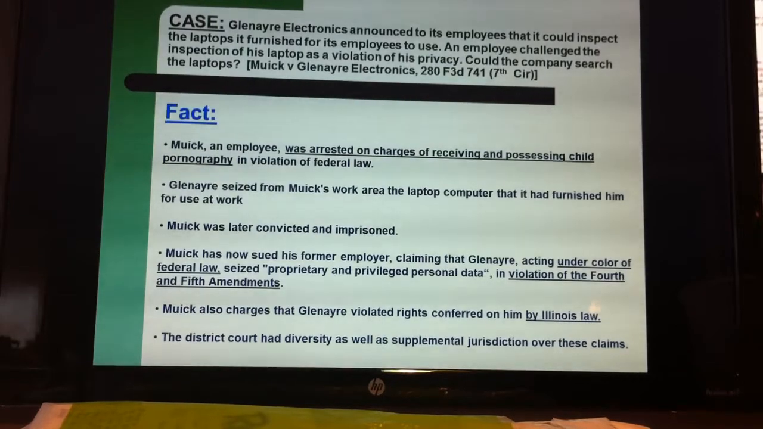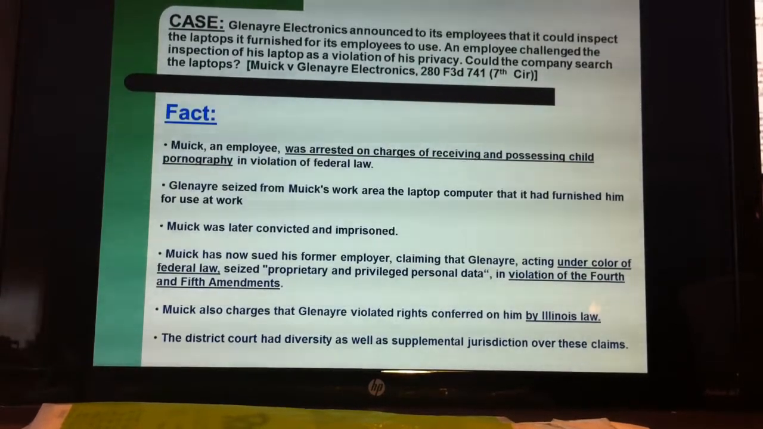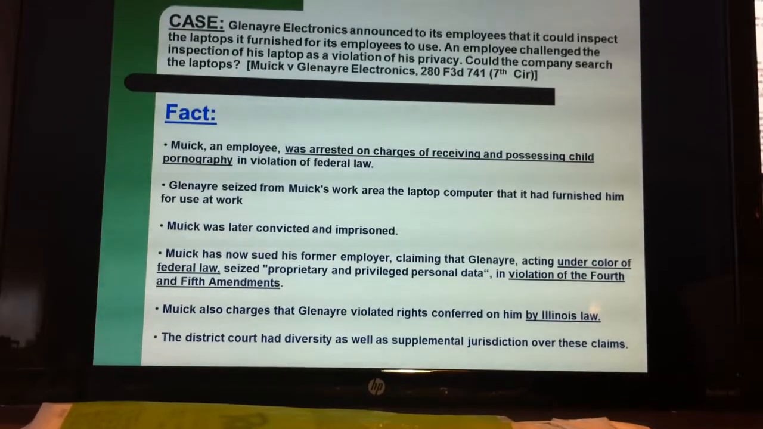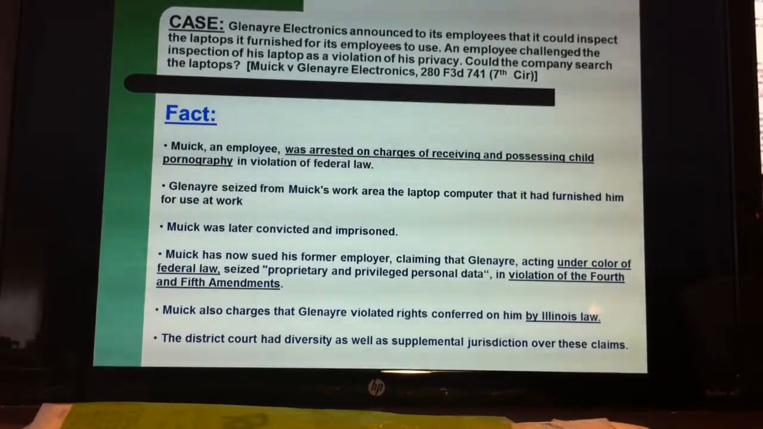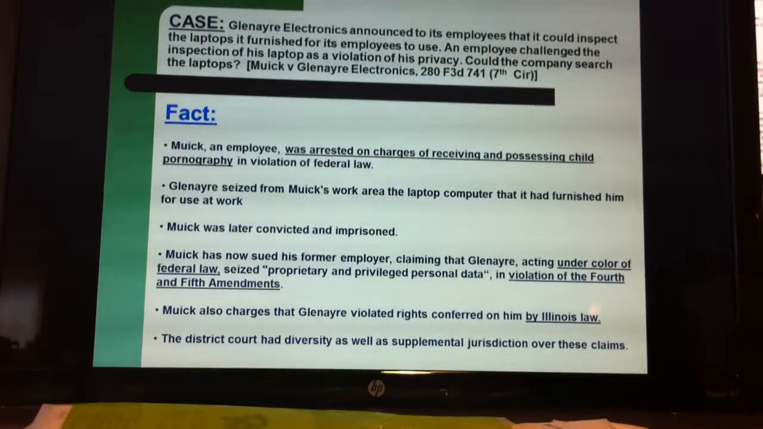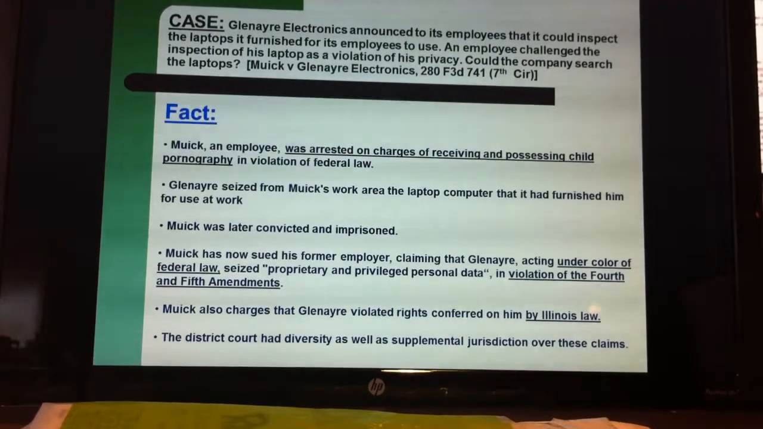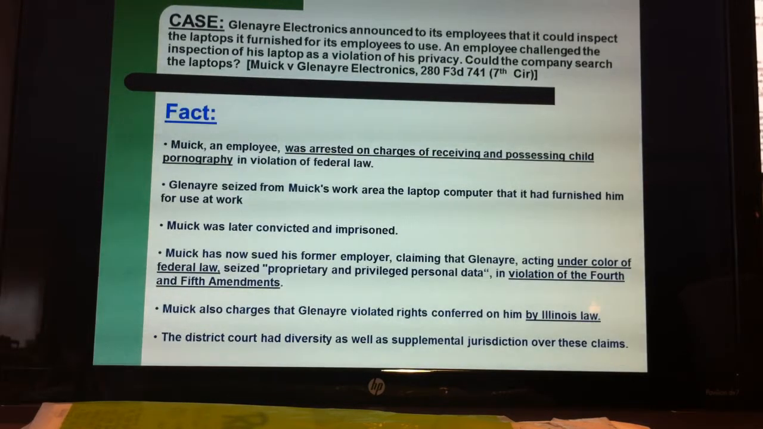So the facts are: Muick, an employee, was arrested on a charge of receiving and possessing child pornography in violation of federal law. Glenayre seized from Muick's work area the laptop computer that it had furnished him for use at work and held it until a warrant to search it could be obtained. Of course, he was later convicted and imprisoned.